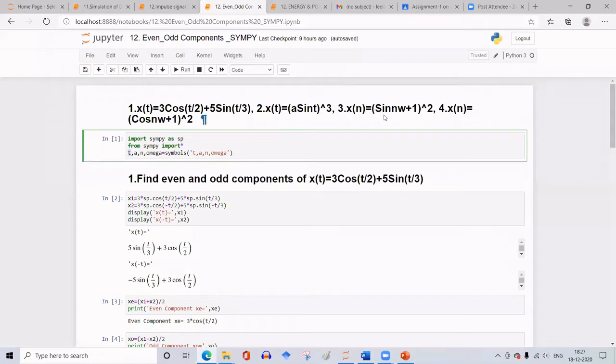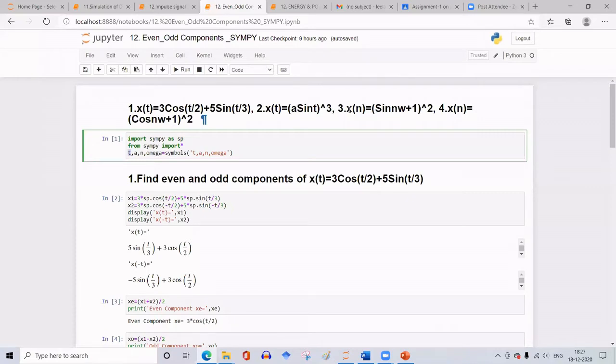And I've taken these problems. X of t is equal to 3 cos of t by 2 plus 5 sine of t by 3. And the second problem is x of t is equal to a sine t whole cube. So this becomes a cube sine cube of t.